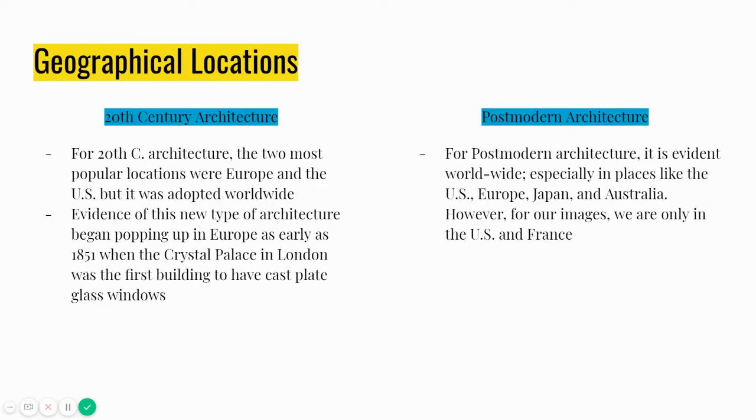In terms of geographical locations for 20th century architecture, the two most popular locations were definitely Europe and the US. Honestly, for the architectural styles that we're going to be looking at, a lot of the meccas for these architectural structures were mostly in the US. They definitely existed in Europe as well, but I think the U.S. became more of a home base during the 20th century for a push in architecture.